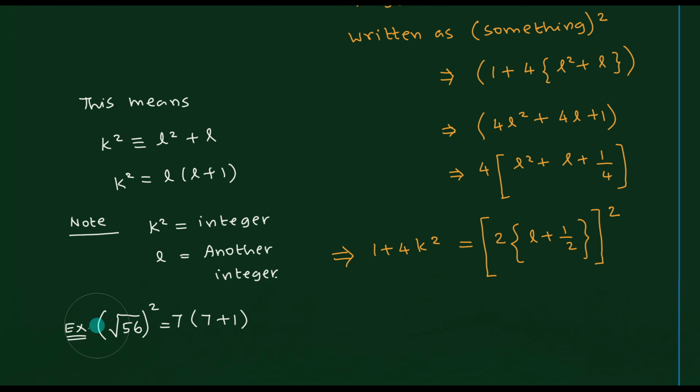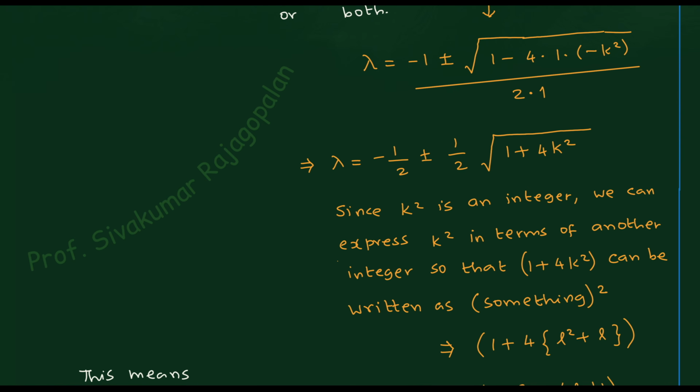So the conclusion is that 56 is your k square. So k square is just 56. In that case, what is L? L is 7, isn't it? So 56 has been rewritten in terms of 7 now. This is the basic idea of managing this situation. And if it is the case, let us go back to the quadratic expression. Then what happens?